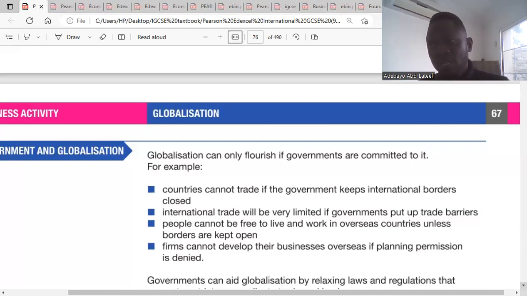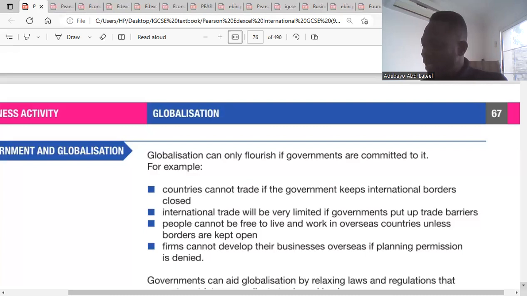Do you get the point here? So without government permitting businesses to develop their plans here, they cannot. So these are evidences that without government influencing, without government committing, globalization will not occur. Is it clear? So government is important when it comes to globalization.